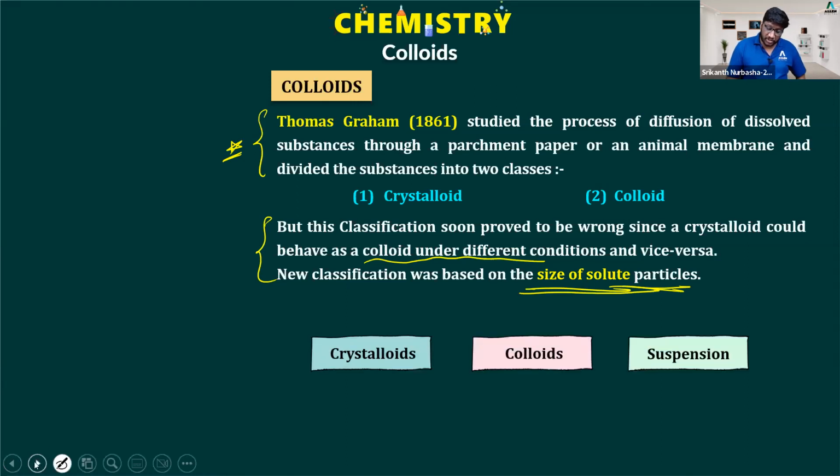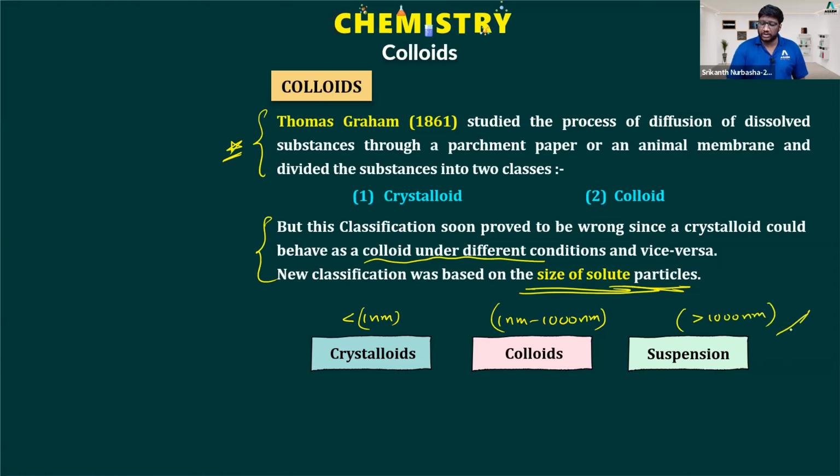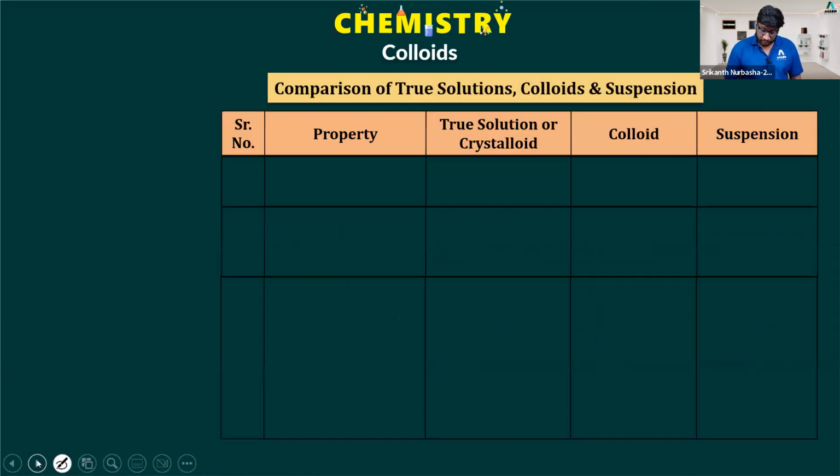Crystalloids, colloids, and suspension. Crystalloids are also called true solution, colloids are the colloidal solution, then suspension. In the crystalloid, particle size is less than 1 nanometer. Colloids, 1 nanometer to 1000 nanometer. Suspension, greater than 1000 nanometer. So this was the particle size. Based on particle size, the classification has been done. Comparison of two solutions: true solution, also called crystalloid, colloid, and suspension.